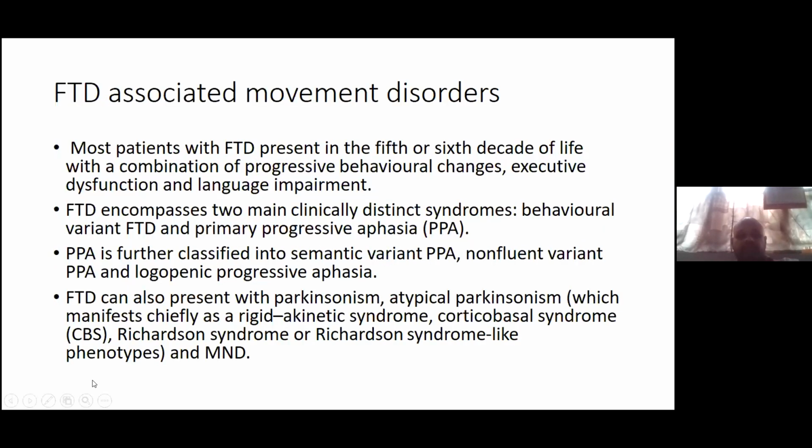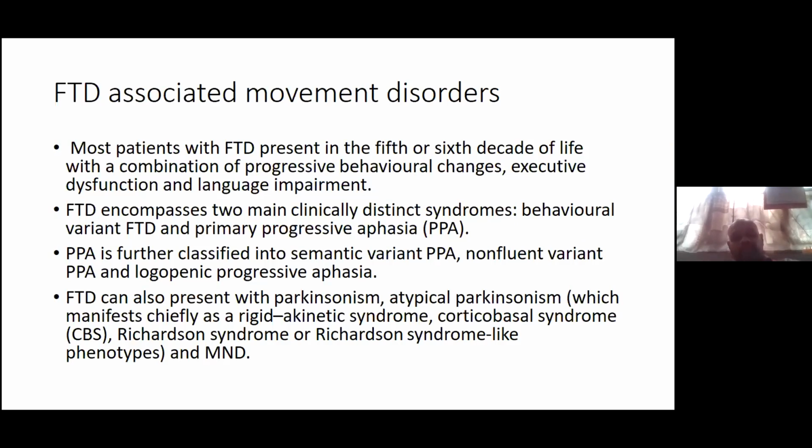So there are a number of movement disorders that are associated with frontotemporal dementia. Most patients with frontotemporal dementia present in the 5th or 6th decade of life, often with a combination of progressive behavioral changes, executive dysfunction, and language impairment. There are two main clinical entities. One is where the behavioral component is disproportionate. We would generally name them as behavioral variants of frontotemporal dementia.